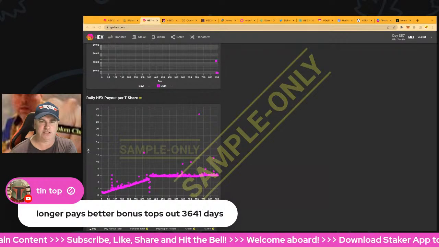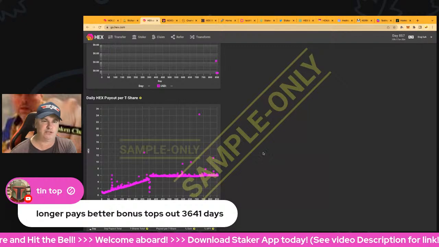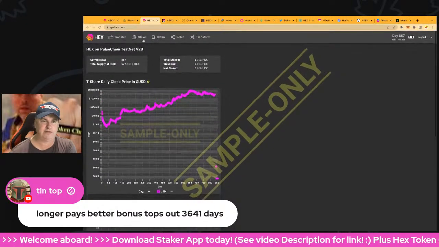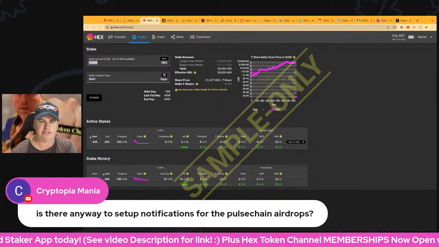Yeah. Tintot says longer pays better. Bonus tops out at 3641. Yep, I'm pretty sure that's what I put on the stake there. 3641, that's right. Cool. And Cryptomania says, is there any way to set up notifications for the Pulsechain airdrops?